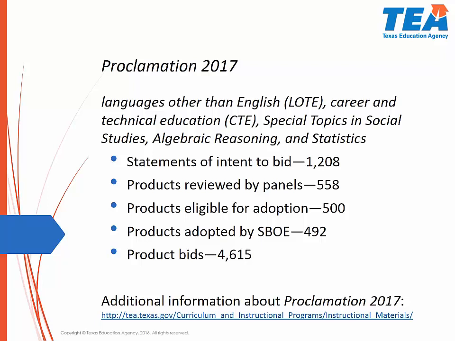To be eligible for adoption, a product must meet at least 50% of the TEKS and 100% of the ELPS if applicable. There were 500 products eligible for adoption. 492 products were adopted by the State Board of Education in November. There were 4,615 product bids submitted by publishers for the 492 adopted products. A bid must be submitted for each package option the publisher intends to have available in EMAT. Additional information about Proclamation 2017 can be found on the TEA website.